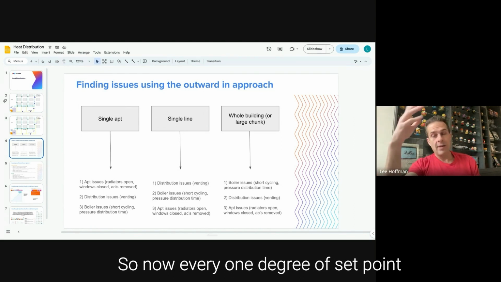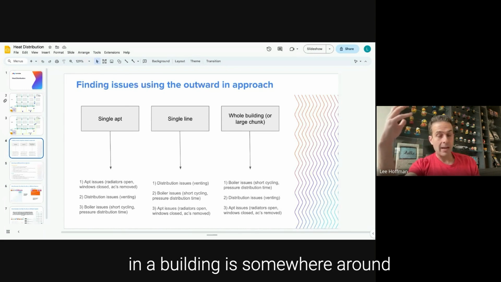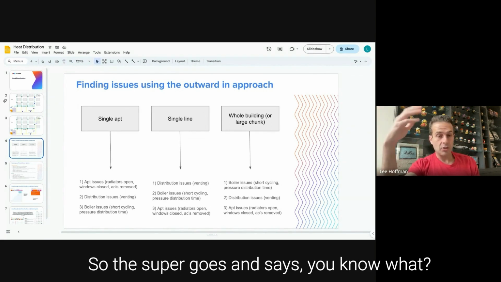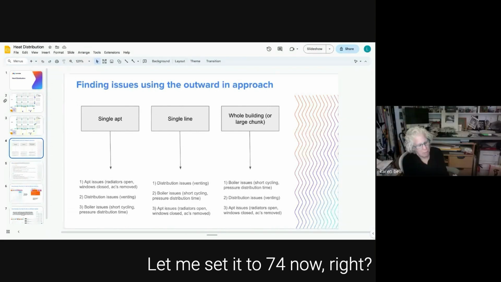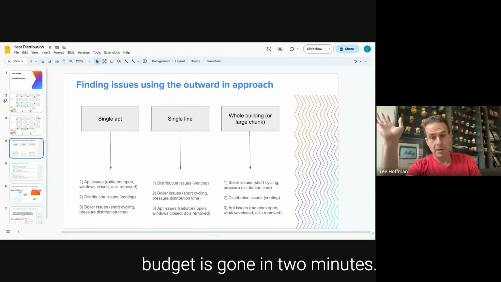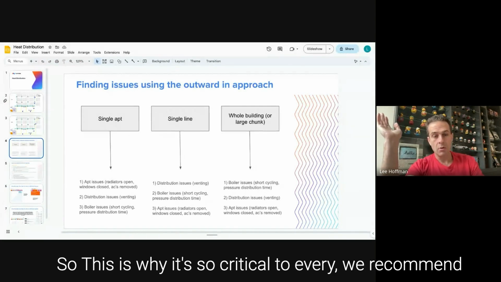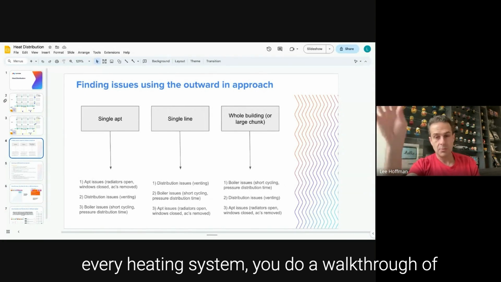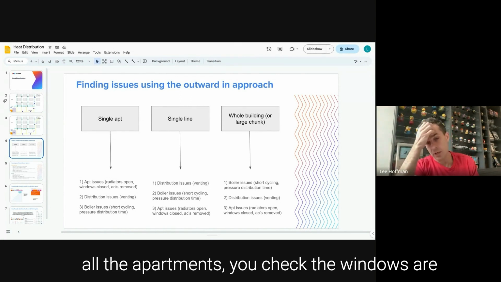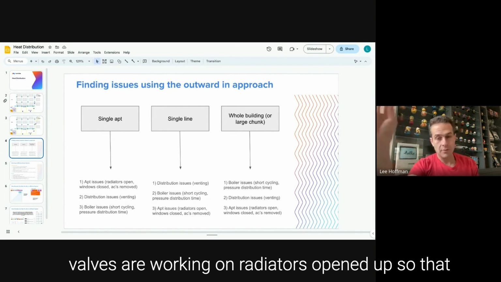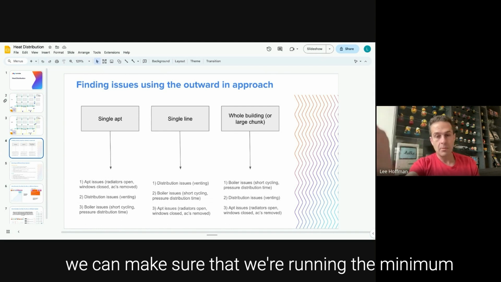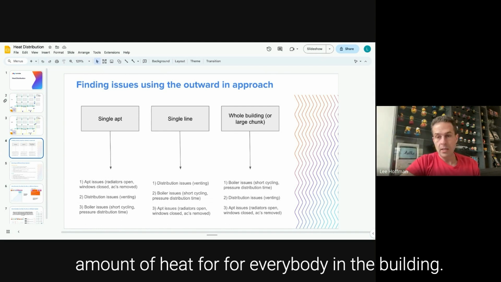Now every 1 degree of set point in a building is somewhere around 8 to 10% of the energy usage. So the super says, I had the setting set to 73. Let me set it to 74 now. Boom. 10% of your energy budget is gone in 2 minutes. So this is why we recommend, for every heating system, you do a walkthrough of all the apartments, check the windows are closed, help people remove or insulate their AC units with weatherproofing, and make sure the valves on radiators are working and opened up, so that we're running the minimum amount of heat for everybody in the building.